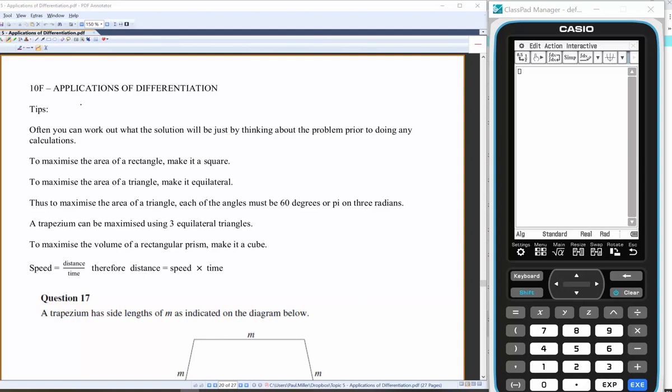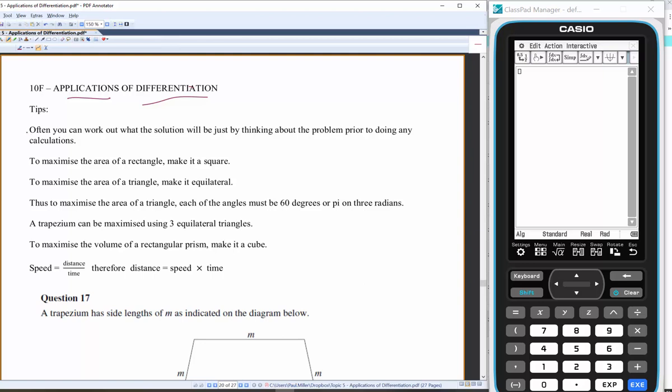All right, pretty tough exercise this one. We've got 10F, applications of differentiation. And they're applied problems. They are often in exam one. They're often sitting at the end of the exam. And if you do enough of these problems, you'll recognize certain ones come up.